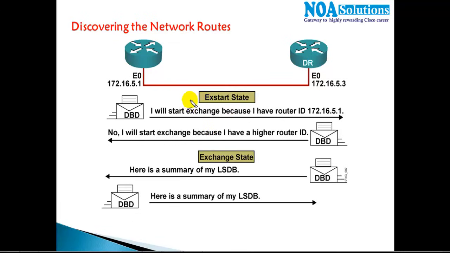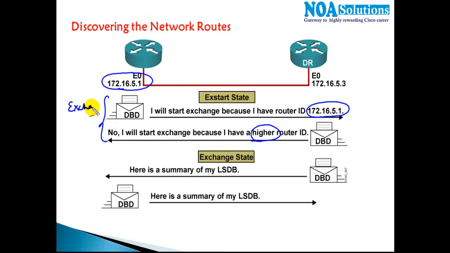the exchange first. Like this router says, I will start the exchange. My router ID is this, assuming that this is the router ID. Now this router says, no, I'm going to start the exchange because my router ID is higher than your router ID. Now in the ExStart stage, they will not exchange, but they decide who will start the exchange.